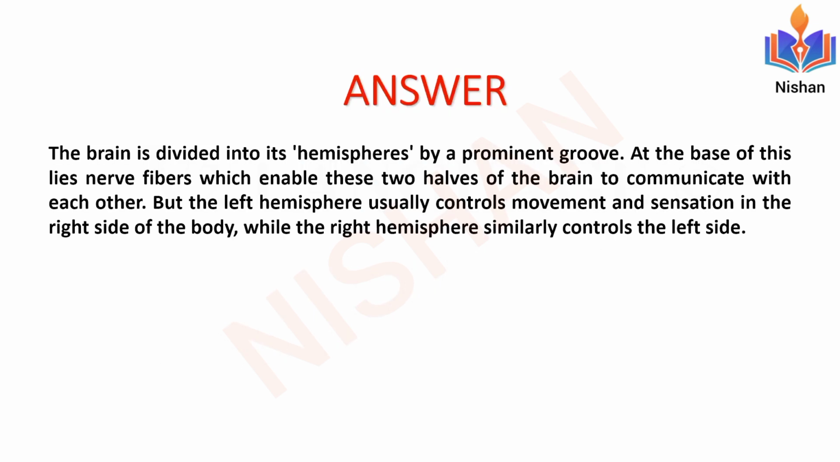The brain is divided into its hemispheres by a prominent groove. At the base of this lie nerve fibers which enable these two halves of the brain to communicate with each other. But the left hemisphere usually controls movement and sensation in the right side of the body, while the right hemisphere similarly controls the left side.